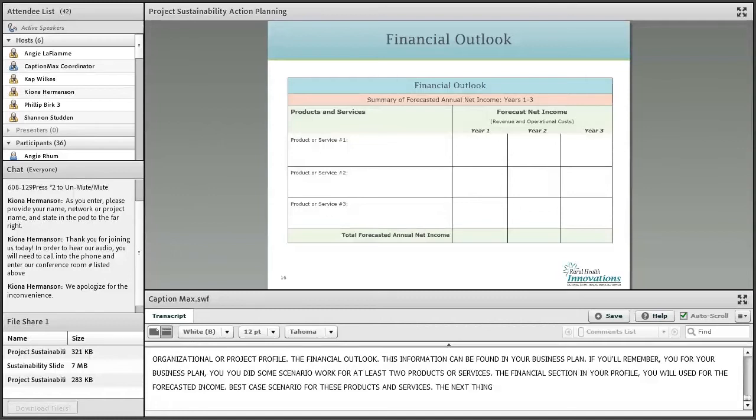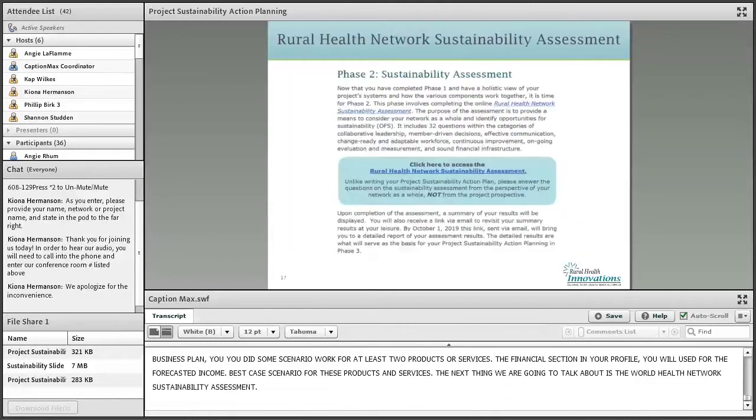So the next thing we're going to talk about is the Rural Health Network Sustainability Assessment, and I'm going to turn that over to Cap.